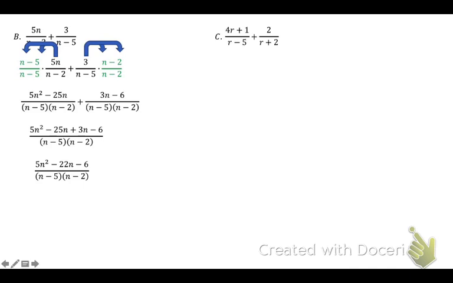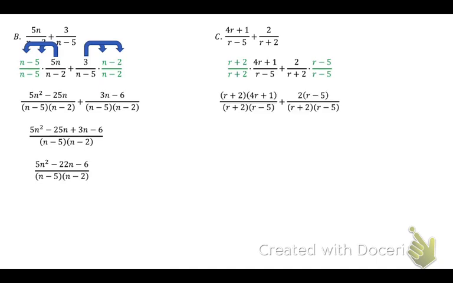Now let's do this one. So we have 4r plus 1 over r minus 5 plus 2 over r minus 2. No subtraction sign, so we don't have to deal with it. I'm going to take that r plus 2, multiply it to the first fraction. R minus 5, multiply it to the second fraction. Now I need to distribute on that first one. I need to multiply out the denominator.